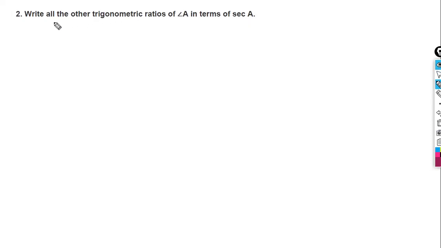Here, write all other trigonometric ratios of angle A in terms of sec A. That means all other means sin, cos, tan, cot and cosec. So all the other trigonometric ratios we have to write in terms of sec A. So let's start with sin A.